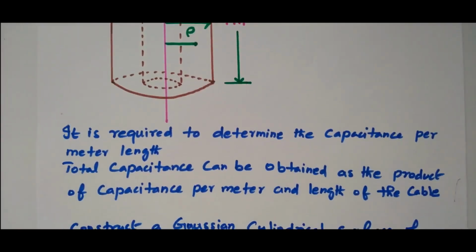So it is required to determine the capacitance per meter length. First we'll find the capacitance per meter length. The total capacitance will be the capacitance per meter length multiplied by the length of the capacitor, right? That is given here.